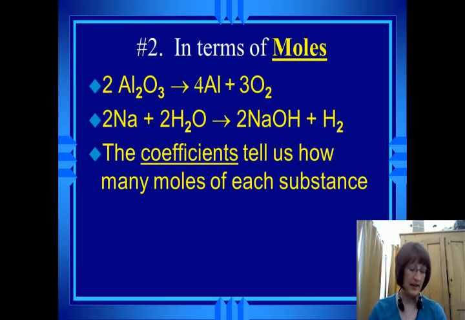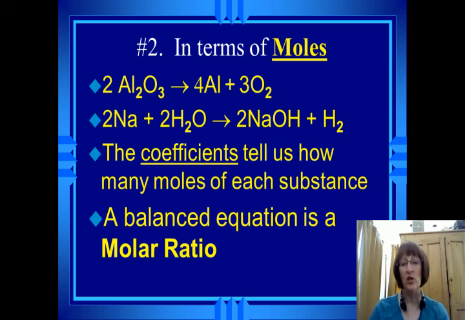Then a balanced equation is actually a molar ratio. Kind of like you can say, oh, well, this recipe calls for 1 cup of flour to 2 cups of milk and 1 cup of sugar. So you have a 1 to 2 to 1 ratio. So a balanced equation is showing you the mole ratio that's there.